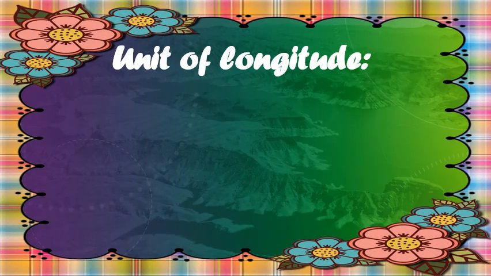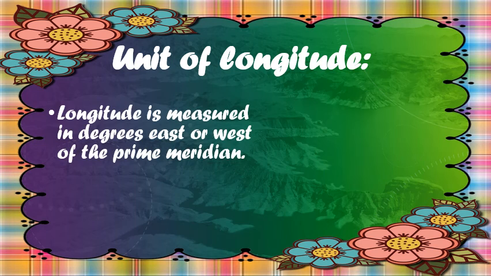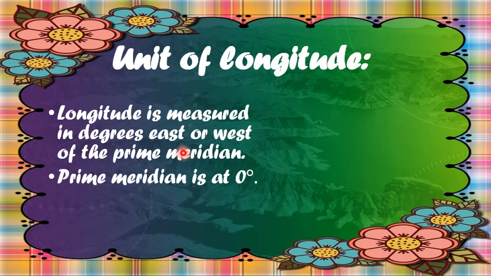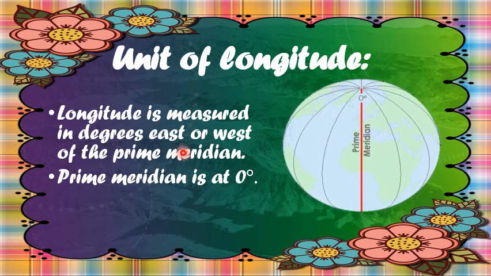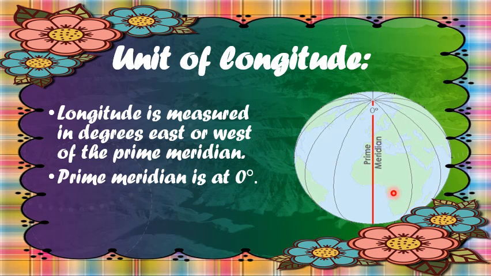The lines of longitude and the lines of latitude are measurable. We can measure them. There are a number of lines on the globe which are represented by a grid, and it is also measured. Longitude is measured in degrees, east or west of the prime meridian, and the prime meridian is at 0 degree. So point number 1 we got to know here is that the unit of longitude is degree.